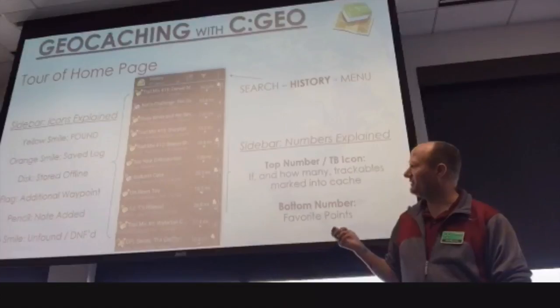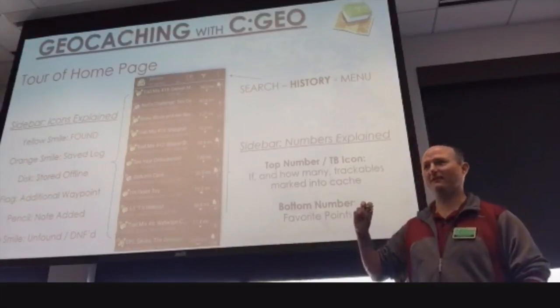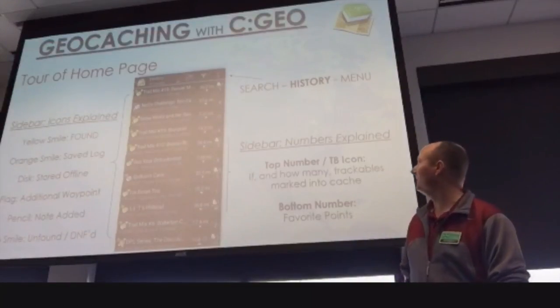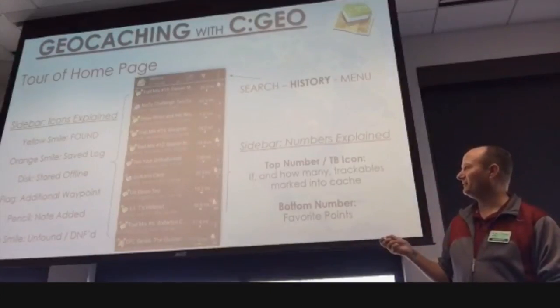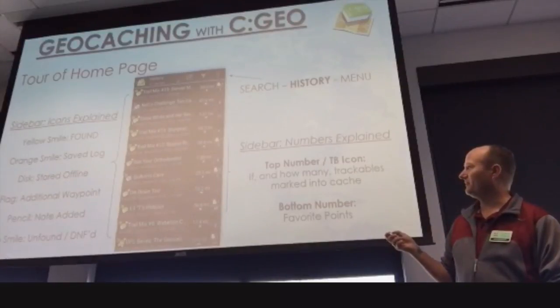And then no smiley just means you either haven't looked for it or you DNF'd it. We don't get the DNF icon, it just stays like that. No smiley, no sad face, nothing. And then on this side, when it has the TB icon, that means allegedly there's trackables in there. And then the number is how many are there, and then the bottom number is how many favorite points it has.